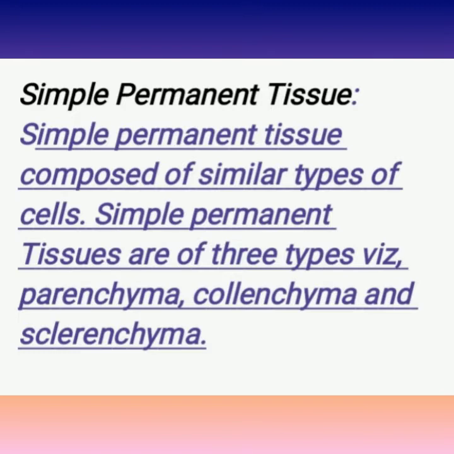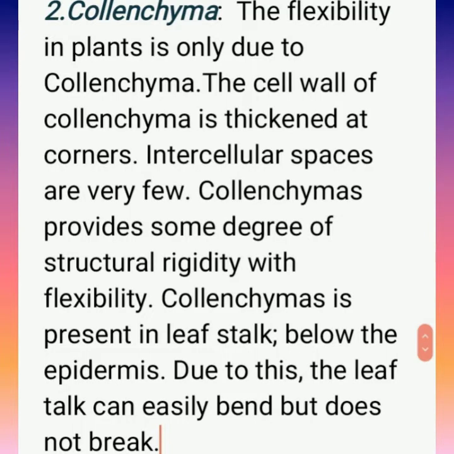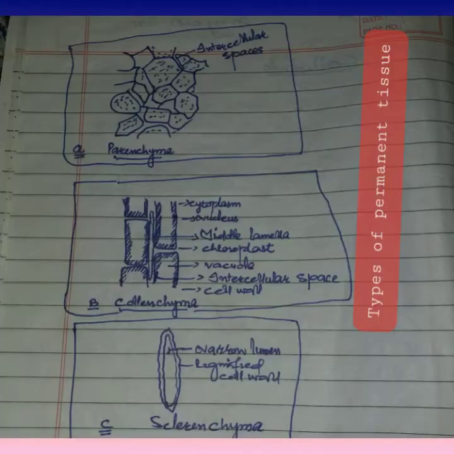The student, simple permanent tissue is further classified into three tissues. And these tissues are parenchyma, collenchyma, and sclerenchyma. Now I will explain these tissues one by one. The first one is parenchyma. The first type is parenchyma of simple permanent tissue.